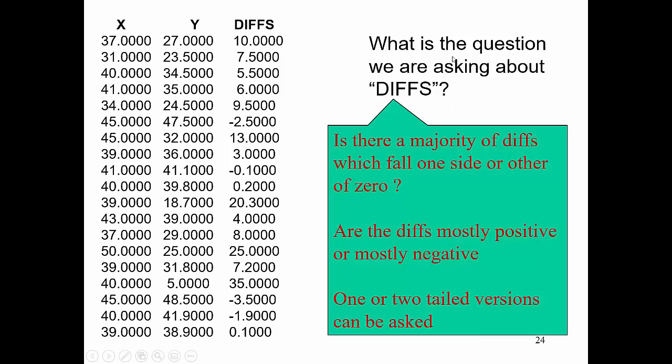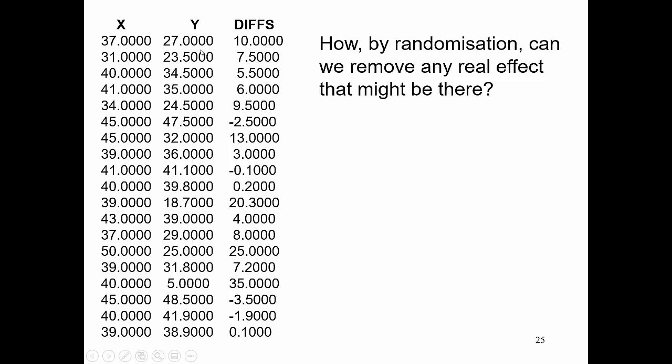So what's the question we're asking about diffs? We're asking, is there a majority of diffs which fall one side or other of 0? Are they mostly positive, mostly negative? And we could ask this in a one- or two-tailed version. We have a one-tailed hypothesis that in this case the difference is positive: X, as represented here, is greater than Y.